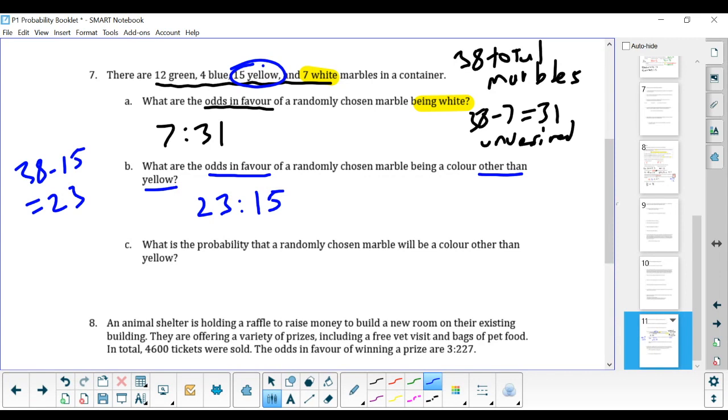Now we're looking at the probability that our marble chosen is something other than yellow. So again, we had 23 of the ones that we want divided by the total number of events, which in this case is going to be 38. So we can see how we compare and contrast them. Again, if we add both of them up, the total number of desired versus undesired, these numbers should add up to give us the total number of events when calculating your probability.